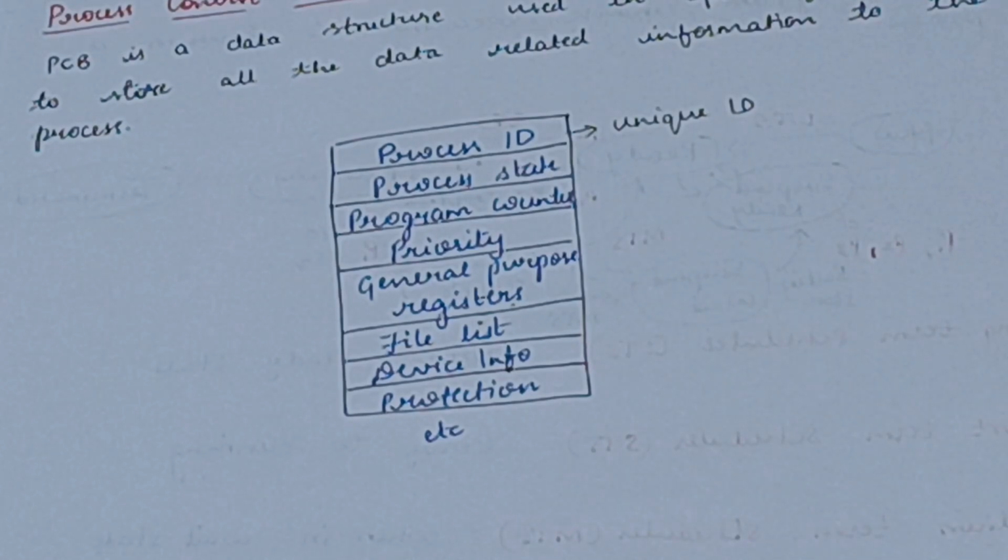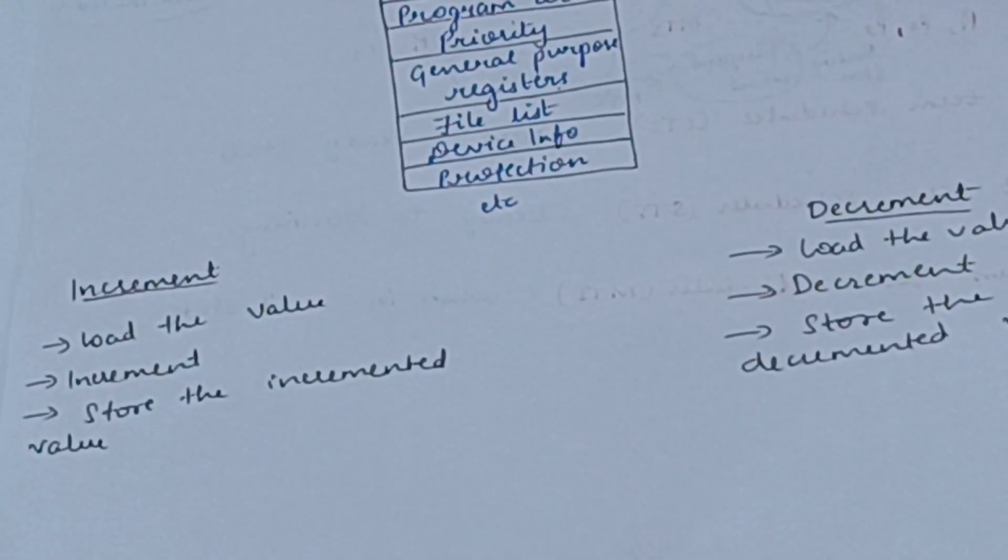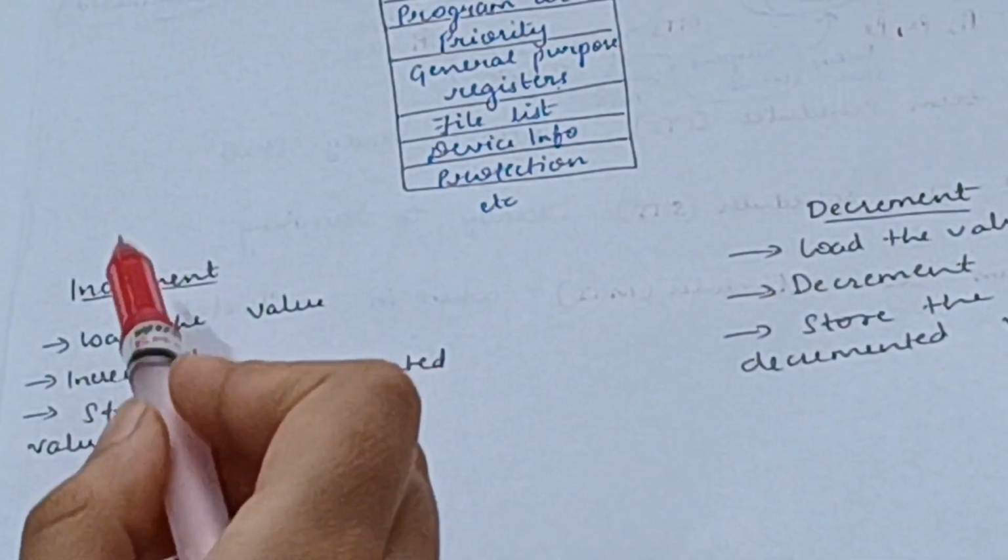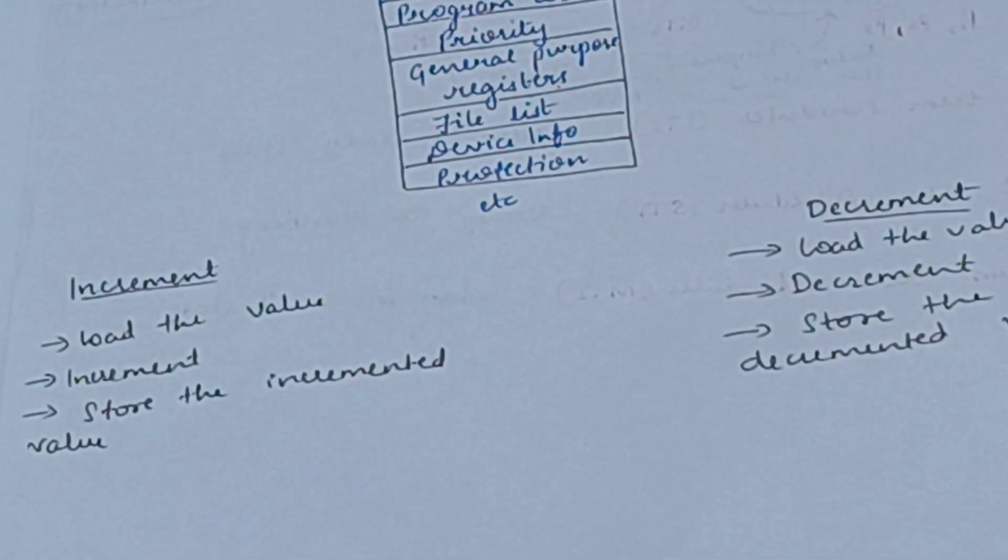Next comes the program counter. So program counter is something that points to the previous executed instruction. I'll explain to you with the help of one example. Now suppose we have two processes, increment and decrement, that are running parallelly.